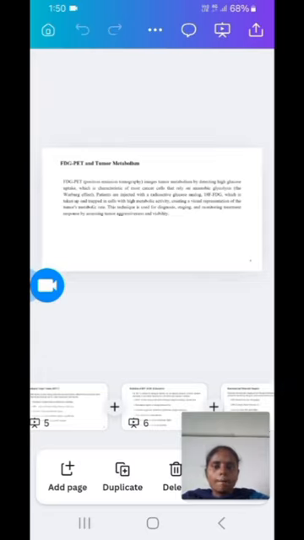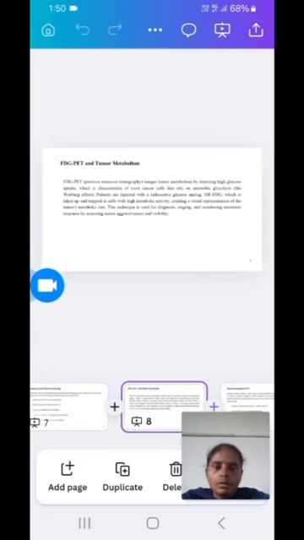Next, PET tumor metabolism. PET images tumor metabolism by detecting high glucose uptake, which is characteristic of most cancer cells due to anaerobic glycolysis. Patients are injected with a radioactive glucose analog. This technique is used for diagnostic strategy and to monitor treatment response by assessing tumor aggressiveness and viability.